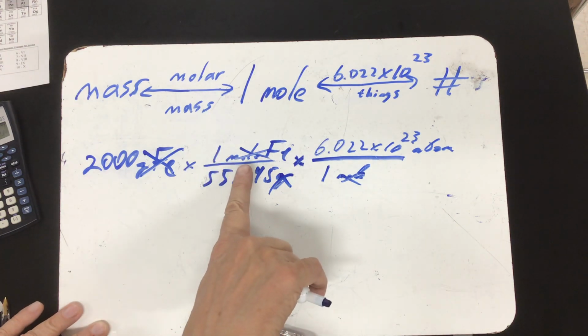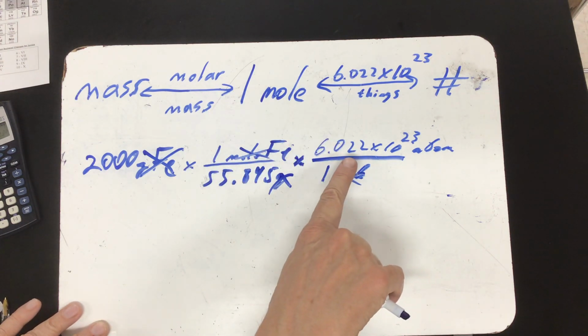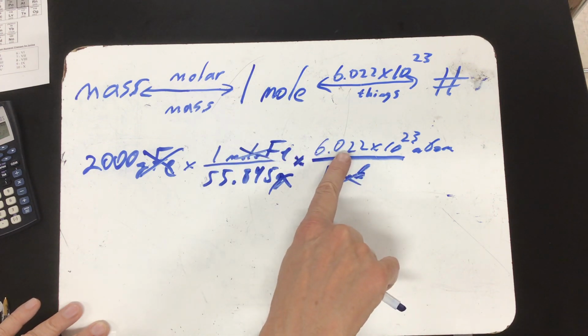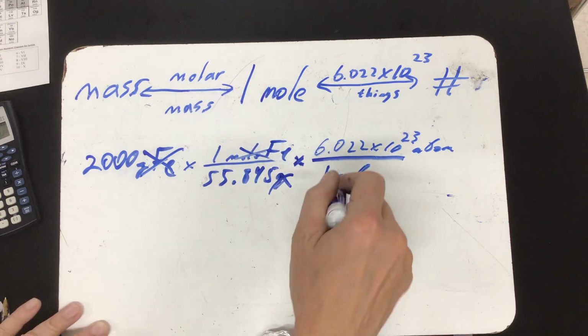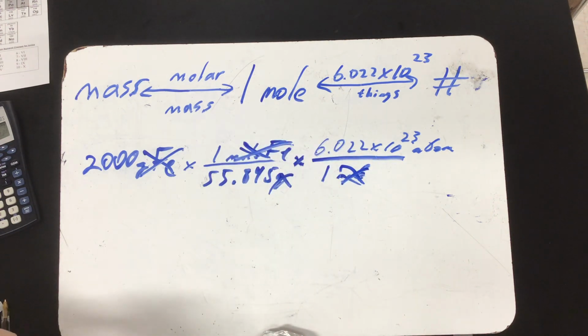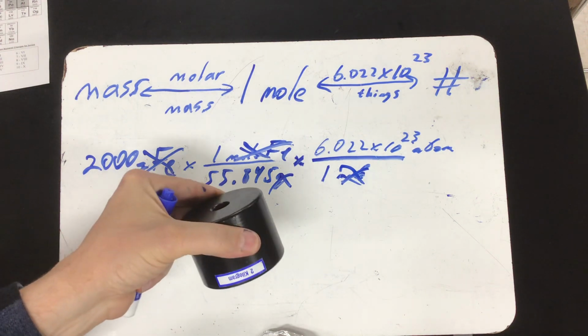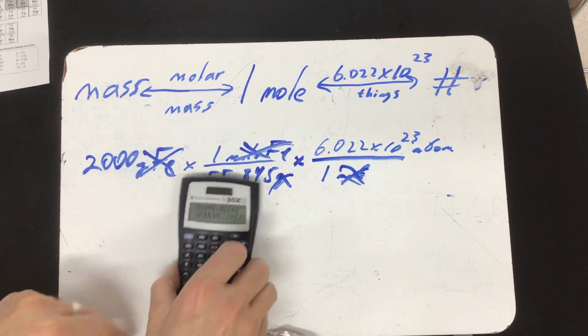And then I will convert it to number of things using Avogadro's number. 1 mole of iron, 1 mole is 6.022 times 10 to the 23. My moles cancel. I just do the math. It'll tell me how many iron atoms are in this 2,000 gram sample.